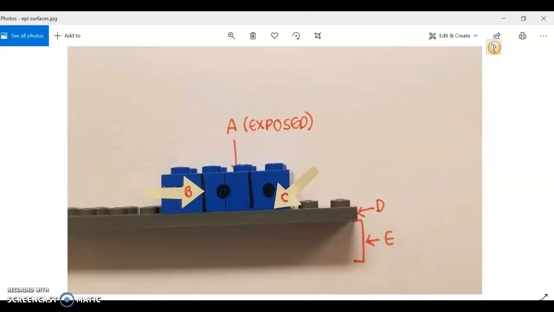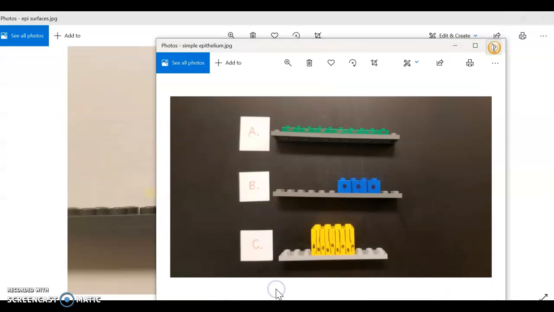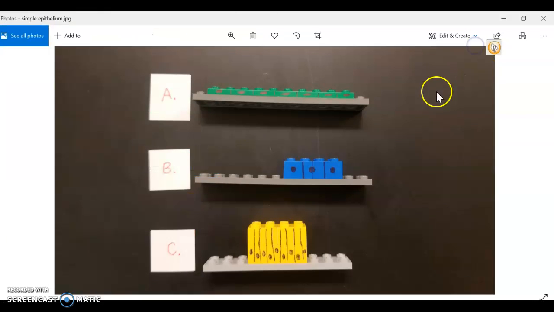Then the last two pictures that I wanted to show you take a look at the different types of epithelial tissue cells. The first word that we use to describe them is either simple or stratified. Both of those words refer to how many layers of cells there are. Epithelial tissue can be single, which is simple, or they can be multiple layers, which is stratified. If we look, this picture is showing 3 examples of simple epithelial tissue.